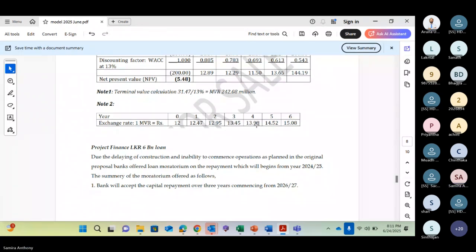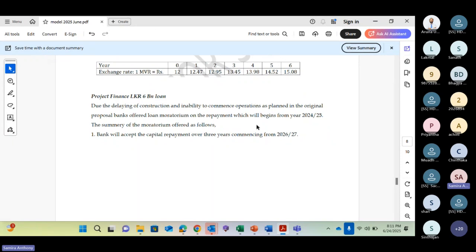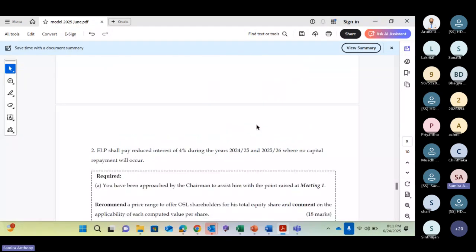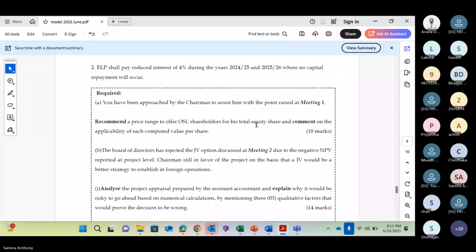Due to delaying of construction and inability to commence operation as planned, in the original proposal the bank offered a loan moratorium, and the repayment will begin in 24-25. The summary of the moratorium offer is as follows. The bank will accept the capital repayment over 3 years commencing from 26-27. ELP shall pay only interest during 24-25 and 25-26, where no capital repayment will occur. Those are additional information.